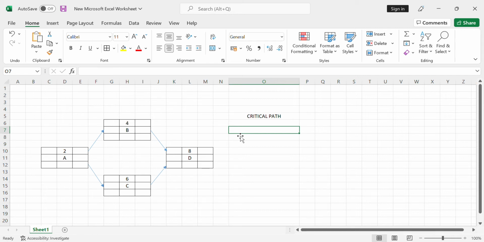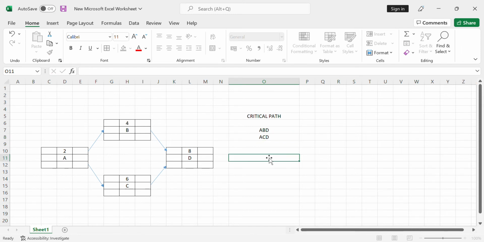First is A, B, D, which is connected A to B, B to D, and the second one is A, C and D. Now you can see the durations given: A is 2, B is 4, D is 8 and C is 6. Now what will be the total of path A, B and D? The durations are 2, 4, 8, so together we will add them.